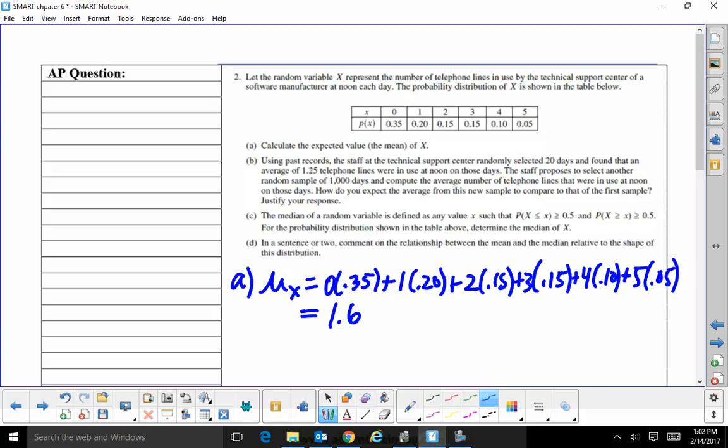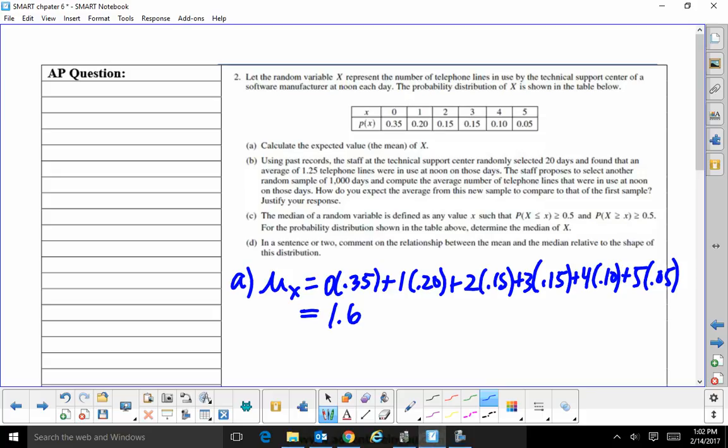Okay, so it says that X represents the number of telephone lines in use by the technical support of a software manufacturer at noon each day. So I know this didn't tell me to interpret it, but could you interpret it? Let's go ahead and just practice that skill. So write the interpretation of what 1.6 means, just for some good practice. How do you have to start it? In the long run, or what were you? After many, many repetitions.